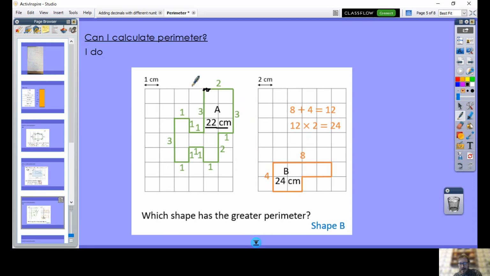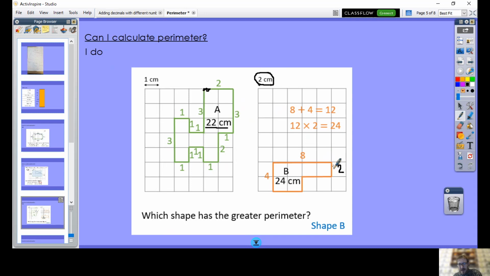And then with this shape, the difference is you would have to spot that for this shape, each of these squares is actually worth 2 centimeters, not 1 centimeter. So that's why, although it's 4 squares along, each square is worth 2 centimeters. So it's actually 8 centimeters. So it'll be 8 across here.